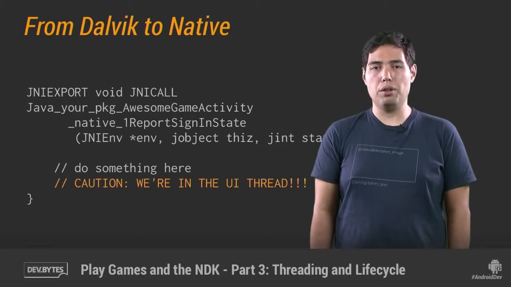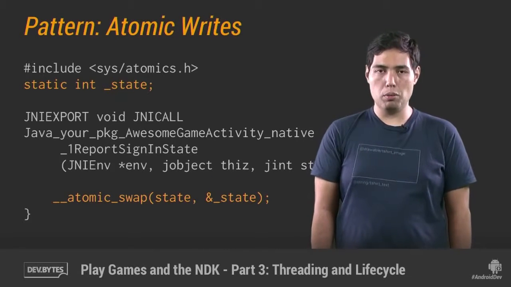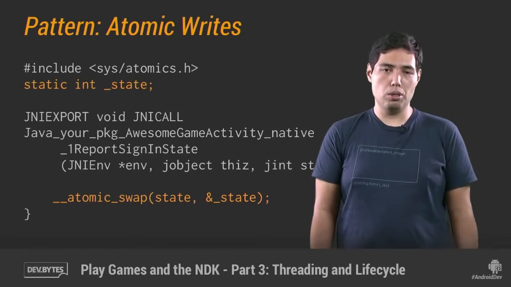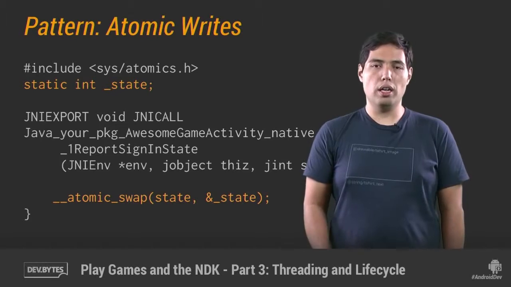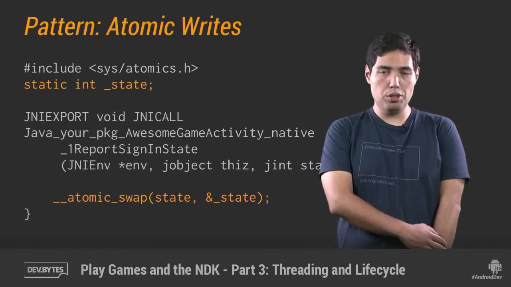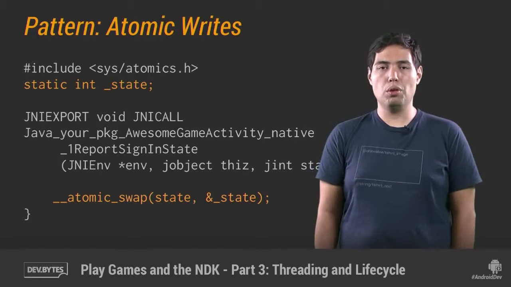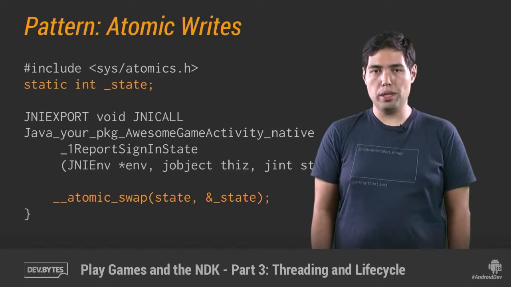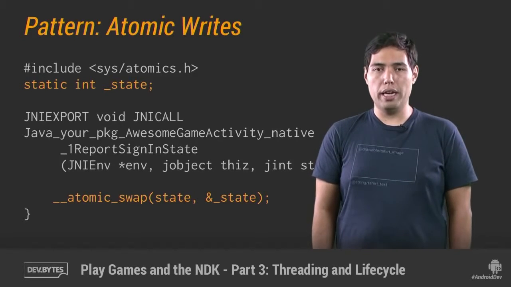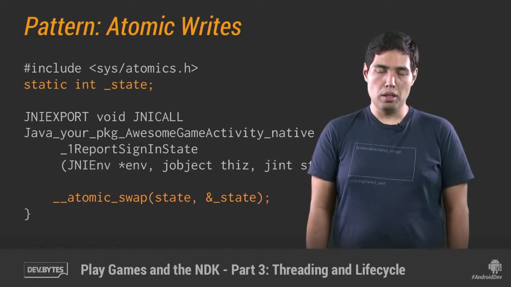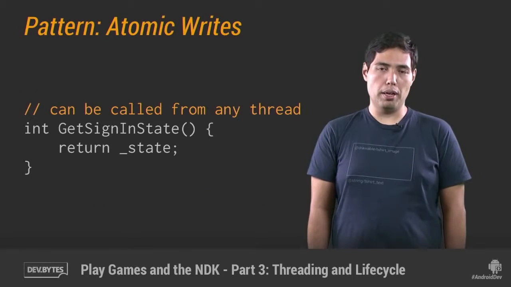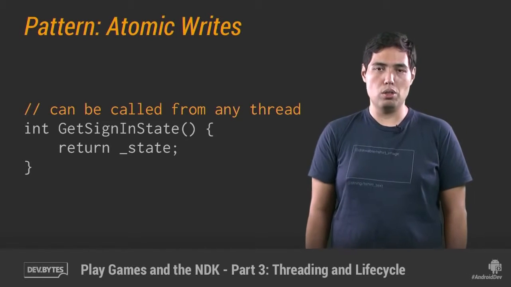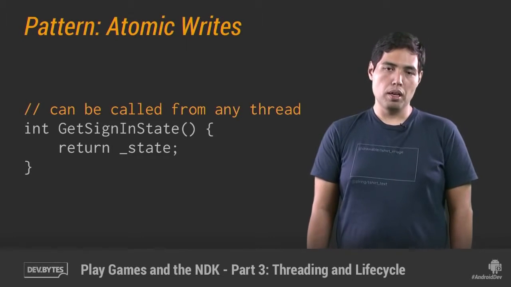So one of the very useful patterns we usually see is you want to do an atomic write, especially when it's a very small data structure, like when you just want to pass a boolean between threads. You can do just an atomic write. So in this case, we are using the system atomics.h. These are a few convenience functions that allow you to do atomic writes and reads. In this case, we are getting the new state from the UI thread and then writing it atomically to that static variable called state. This means that when you try to read it from your game thread, you can just read it, because this can be called from any thread. Since the writing is atomic, you don't have to worry about race conditions there.